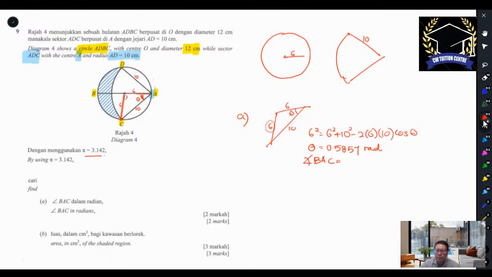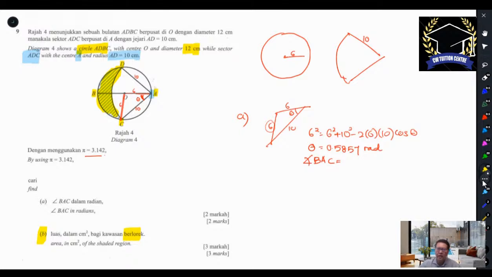Next, luas kawasan berlorek. Luas kawasan berlorek. Over here. Okay, how to do this one? So for this one, it's a bit complicated. That's why I choose these questions.